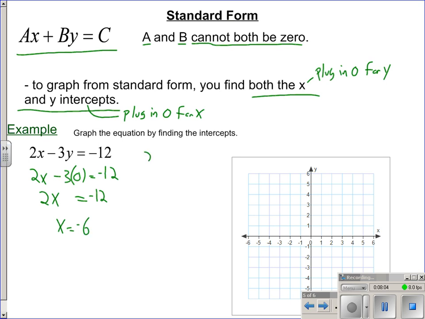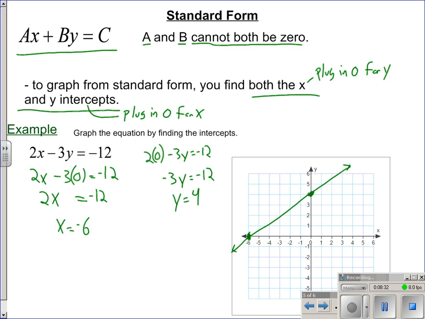All right. For the y-intercept, I'm going to plug in 0 for x. 2 times 0 is 0. 0 minus 3y is a negative 3y equal to a negative 12. Y is 4. There's our 2 points. On the y-axis at 4. On the x-axis at negative 6. There's our line. Okay? Kind of easy.